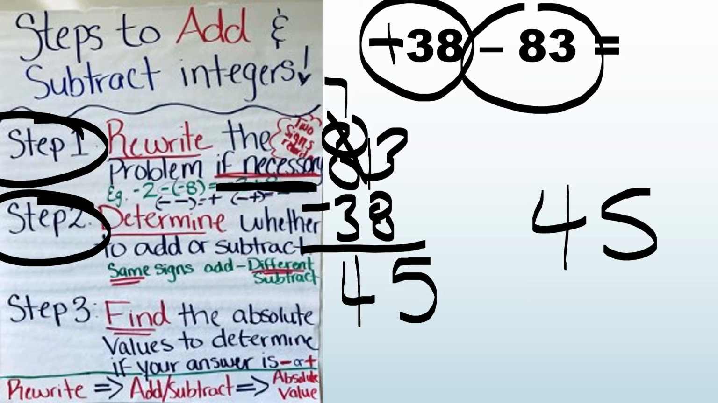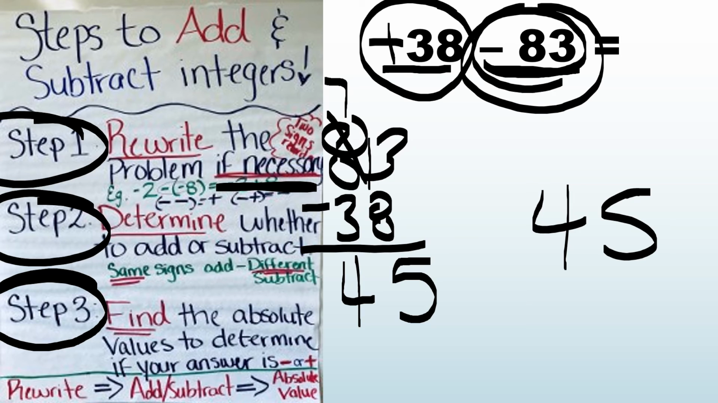All right, so now we have 45. However, we don't know if it's positive or negative 45. So we're going to move on to step 3 to help us. Find the absolute value. The absolute value of 83 is 83. The absolute value of 38 is 38. So I know 83 is bigger than 38. So I know my answer is going to take the sign of the number with the greatest absolute value. So I know my answer will be negative. My answer is negative 45.